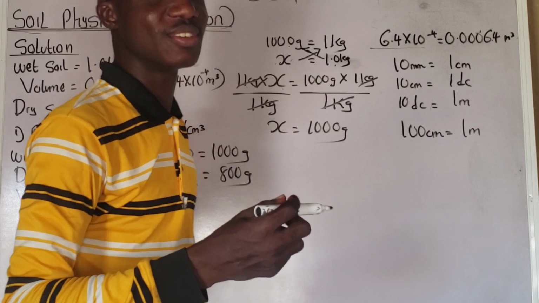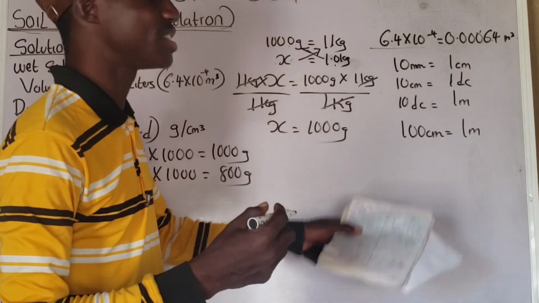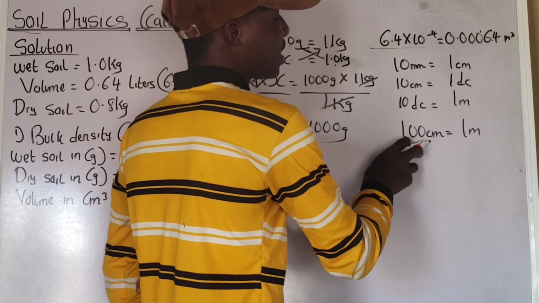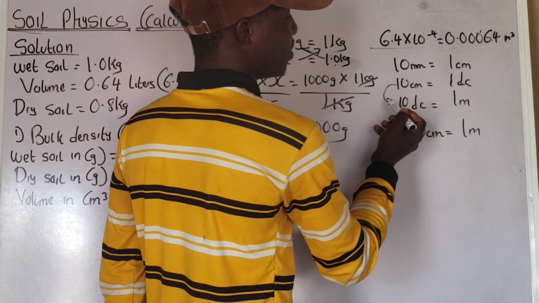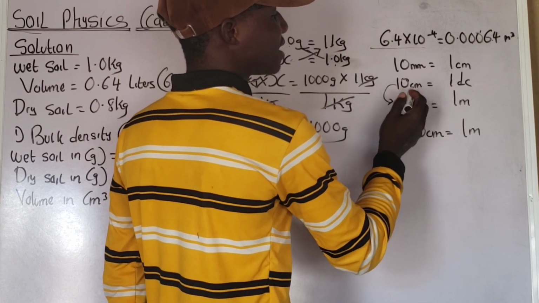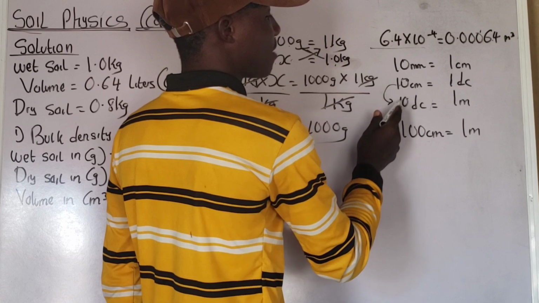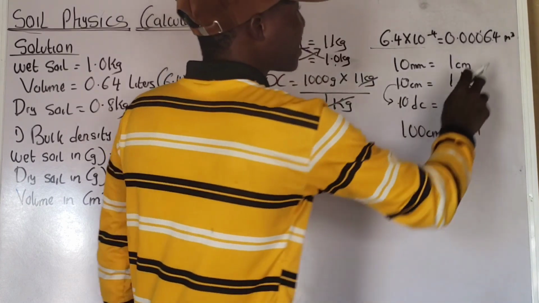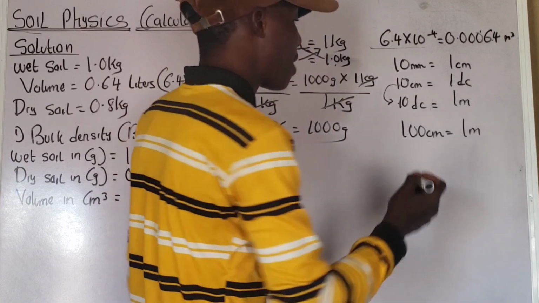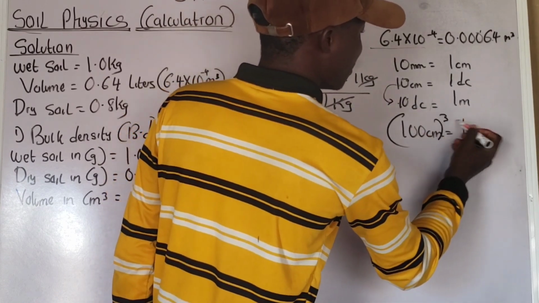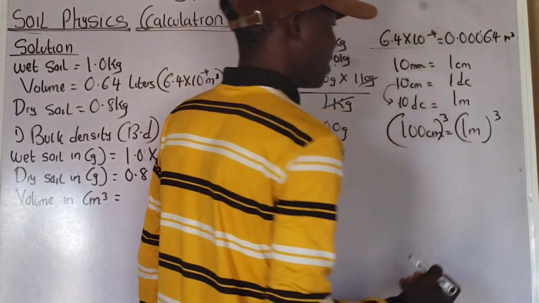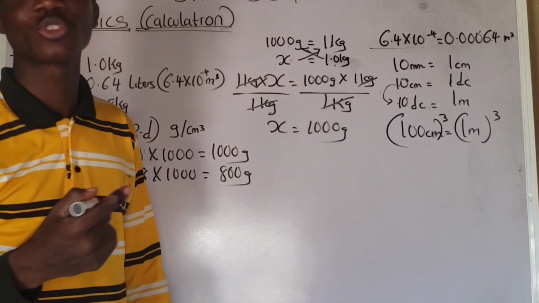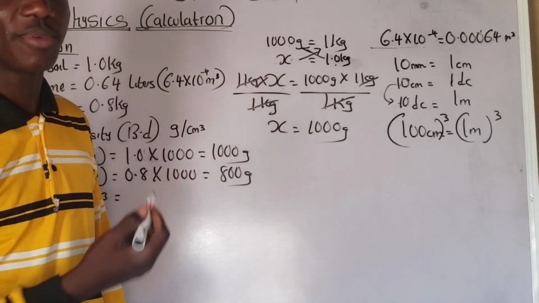Please, are you paying attention? If you didn't understand, study your unit measurement. The reason I'm showing this step is that I want you to understand. The reason I got 100 centimeter is because I multiplied 10 by 10. If I want to convert centimeter to meter, I multiply 10 times 10, that is 100. That means 100 centimeter equals 1 meter. But I am dealing with meter cube, so I'm going to cube both sides. If you don't know how many centimeter cube equals 1 meter cube, you are going to know from here.